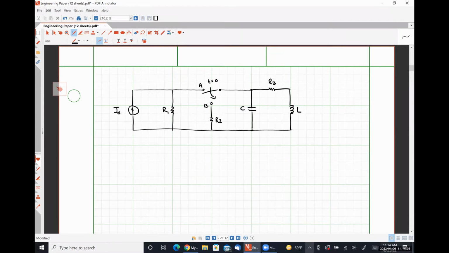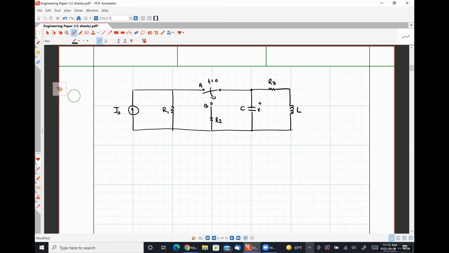So our goal here is to get a second order differential equation in either terms of our capacitor voltage or our inductor current, okay? It doesn't matter which one we get, alpha and omega naught will wind up being the exact same thing. So I am going to label a few quantities here.